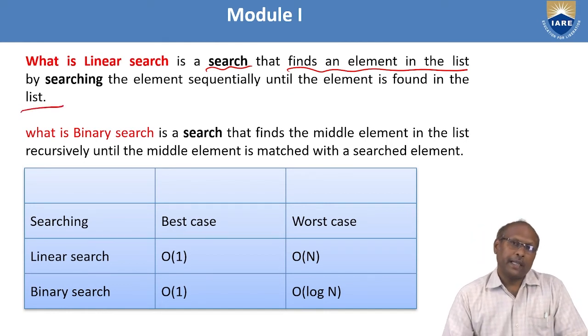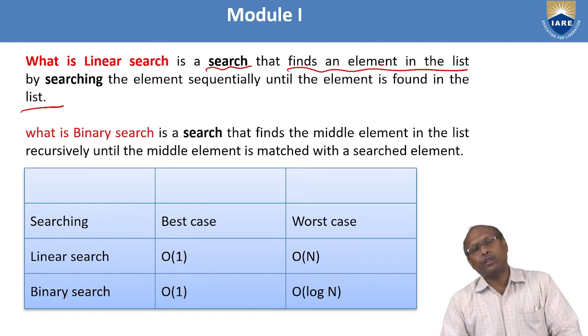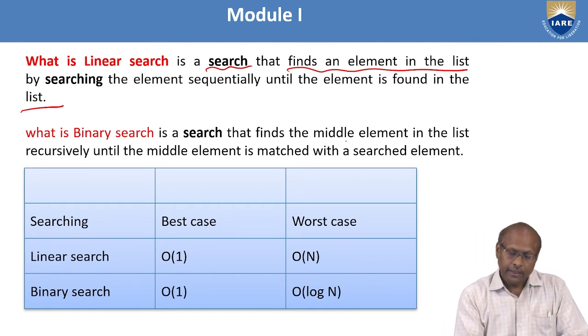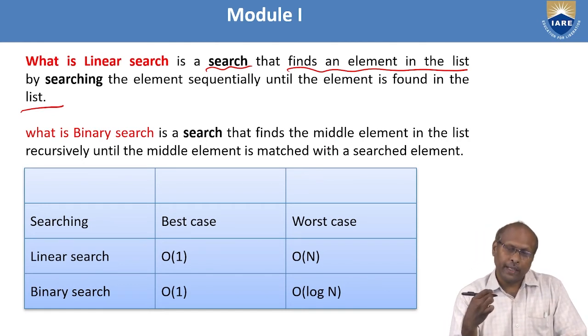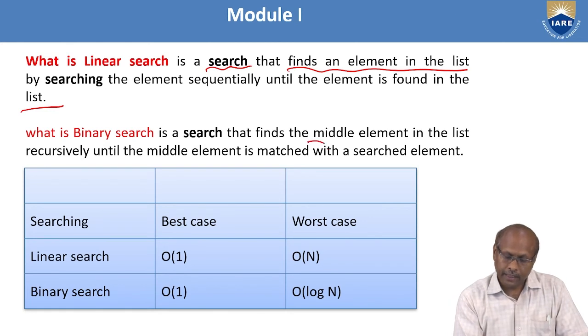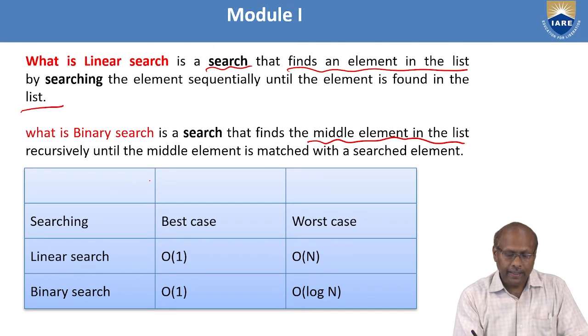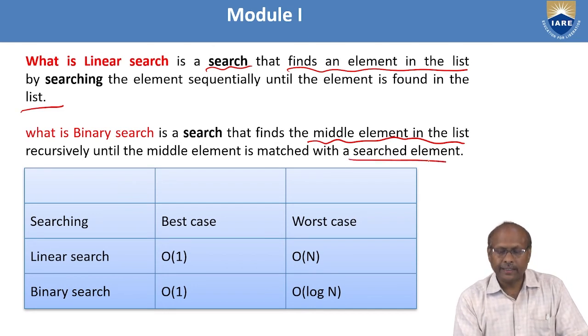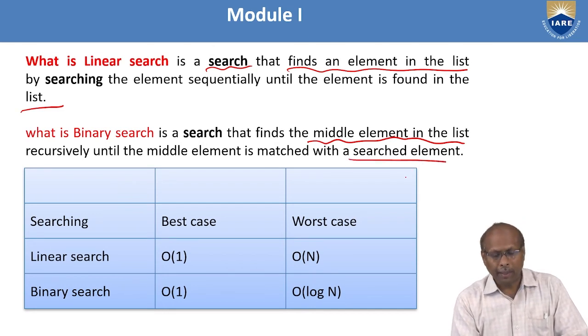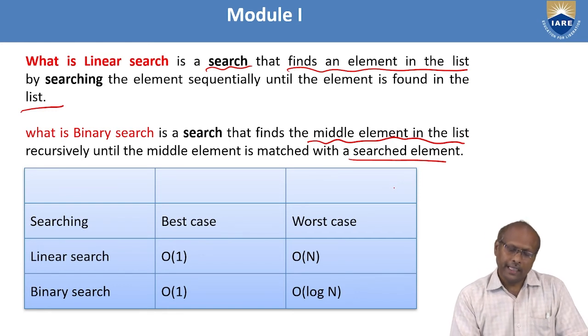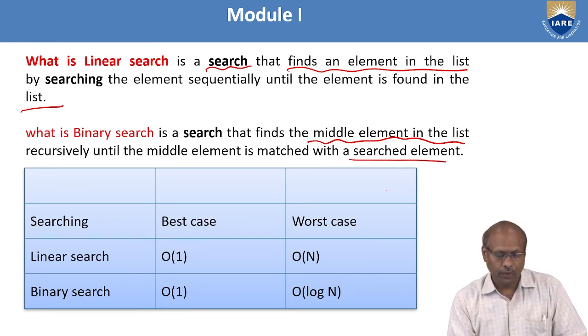Similarly, they will ask what is meant by binary search. Binary search is also one type of searching technique in which it tries to find the element from the middle of the list. It searches the element from the middle of the list recursively until the middle element matches the searching element. Sometimes data may be there, may not be there. If data is not there, then you say data not found.